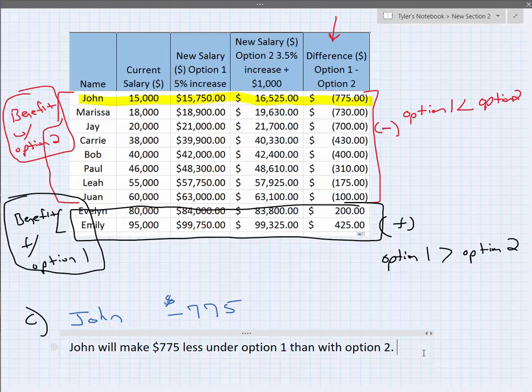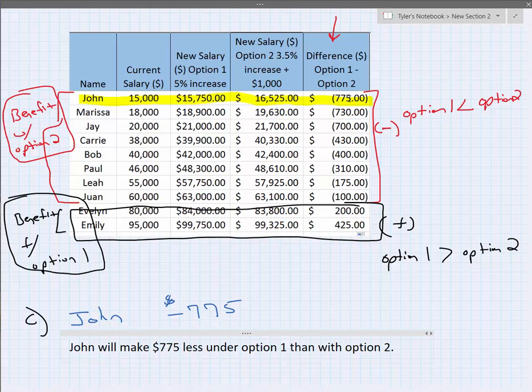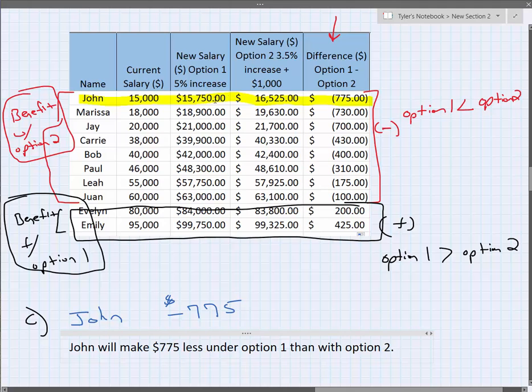Right. So again, if this difference was 0, that means they'd be making the same, right? Since this was a negative number, it means I'm going to make $775 less under option 1 than with option 2, right? And you can verify by looking at the two amounts. If we take this number and add $775 to it, you'll get this amount, option 2.